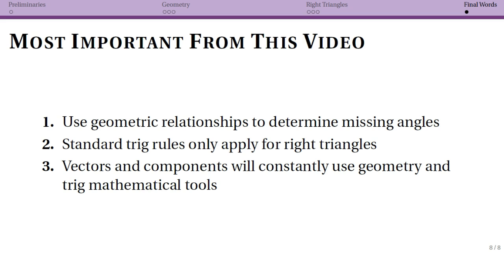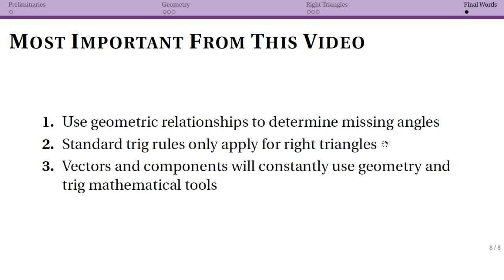So there are really 3 takeaways that I want you to have from this video, and I want you to feel comfortable with. And if this video was not enough for you to review these, please seek out additional resources. First, you need to be able to use those geometric relationships, again I refer to them as the x shapes and the z shapes, to determine missing angles, and you're going to need to do that all of the time, just in the process of the rest of your work.